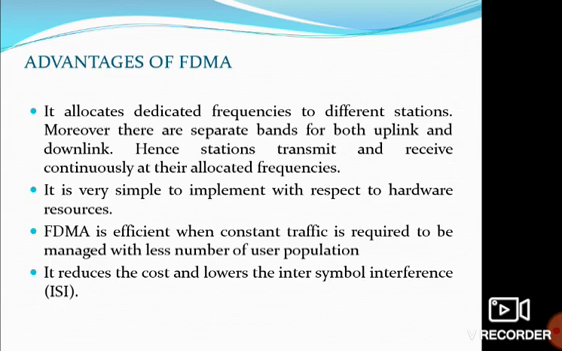Advantages of FDMA. As we have seen, each user is allocated a separate channel. So there are dedicated frequencies to different stations and separate bands for both uplink and downlink, and the stations can transmit and receive continuously at their allocated frequencies. They don't have to wait for their chance, because they have a particular frequency band allocated to them, so they can transmit whenever they want to. And it is simple to implement.